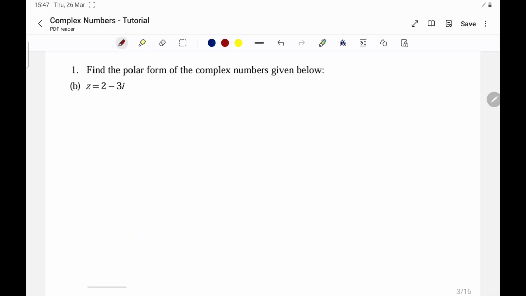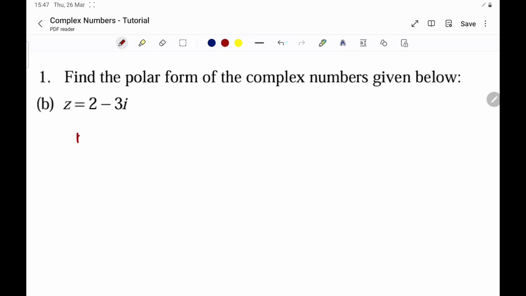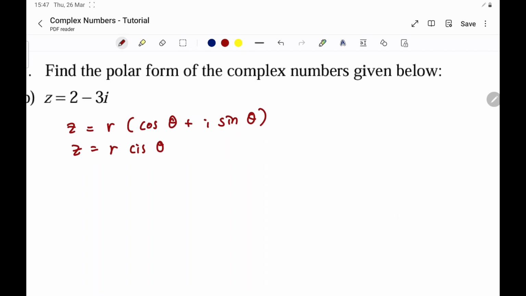For question B, find the polar form of the complex number given below, where z is equal to 2 minus 3i. This one is also similar. We have to write in the polar form, which is z is equal to r cos theta plus i sin theta, so we have to get r and theta. Or you can also write it as r cis theta. Do we have r? Do we have theta? No, we don't. So first of all, you have to identify x and y. Your x is equal to 2, y is equal to negative 3.